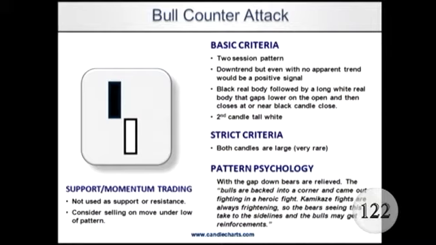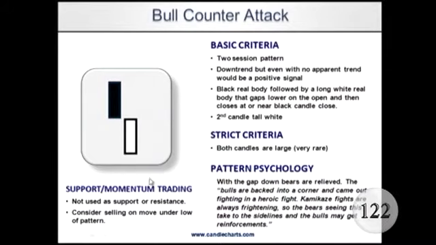It's a black real body, think about this, followed by a long white real body that gaps lower on the opening and then closes at or near the black candle close. So essentially what's happening is the market gaps down on the opening, and by the end of the session, the market, and I'm going to read this, it's great: when the market gaps down, the bears are relieved. The bulls are backed into a corner and come out fighting in a heroic fight. Kamikaze fights are always frightening. So the bears, seeing this, may take to the sidelines, and the bulls may get reinforcements.